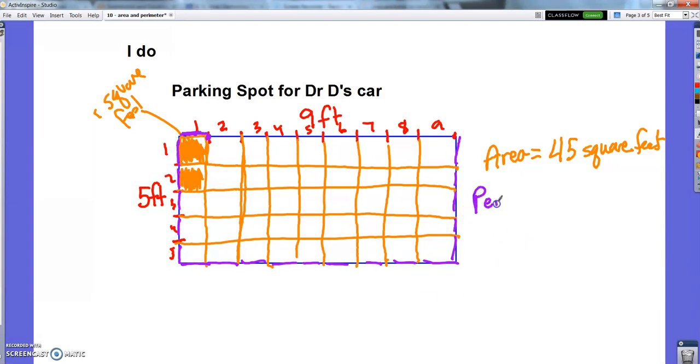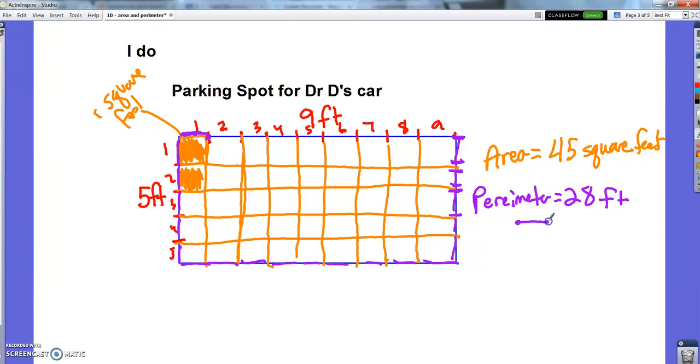So my perimeter is 28. And now notice I'm not counting squares anymore. Now I'm just counting rulers. Like this is actually just a foot. And this is actually just a foot. And this is actually just a foot. So I don't have to say square feet. It's really just 28 feet.